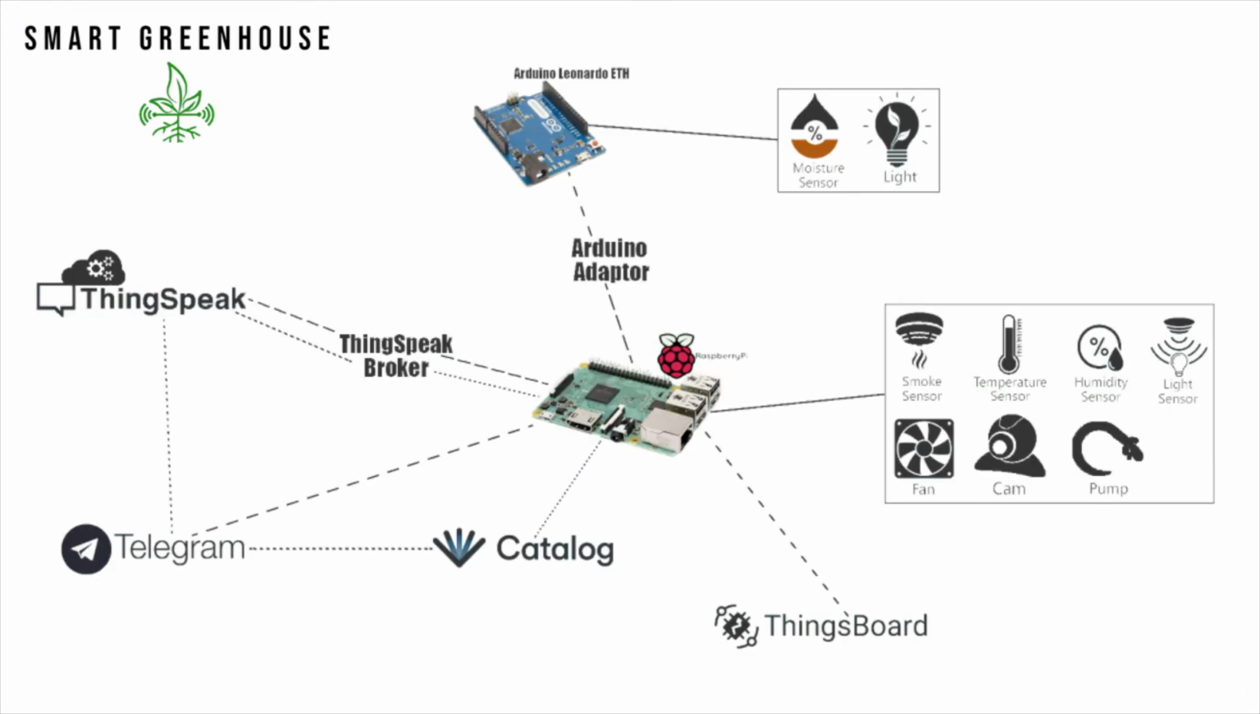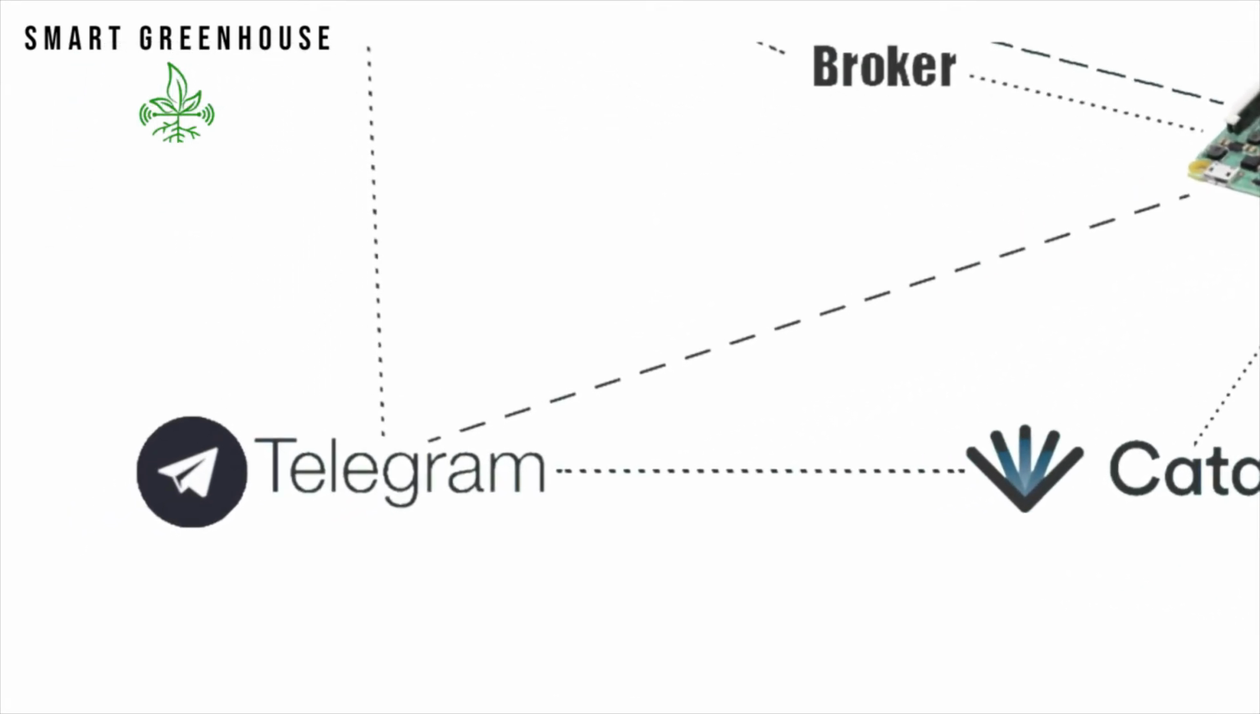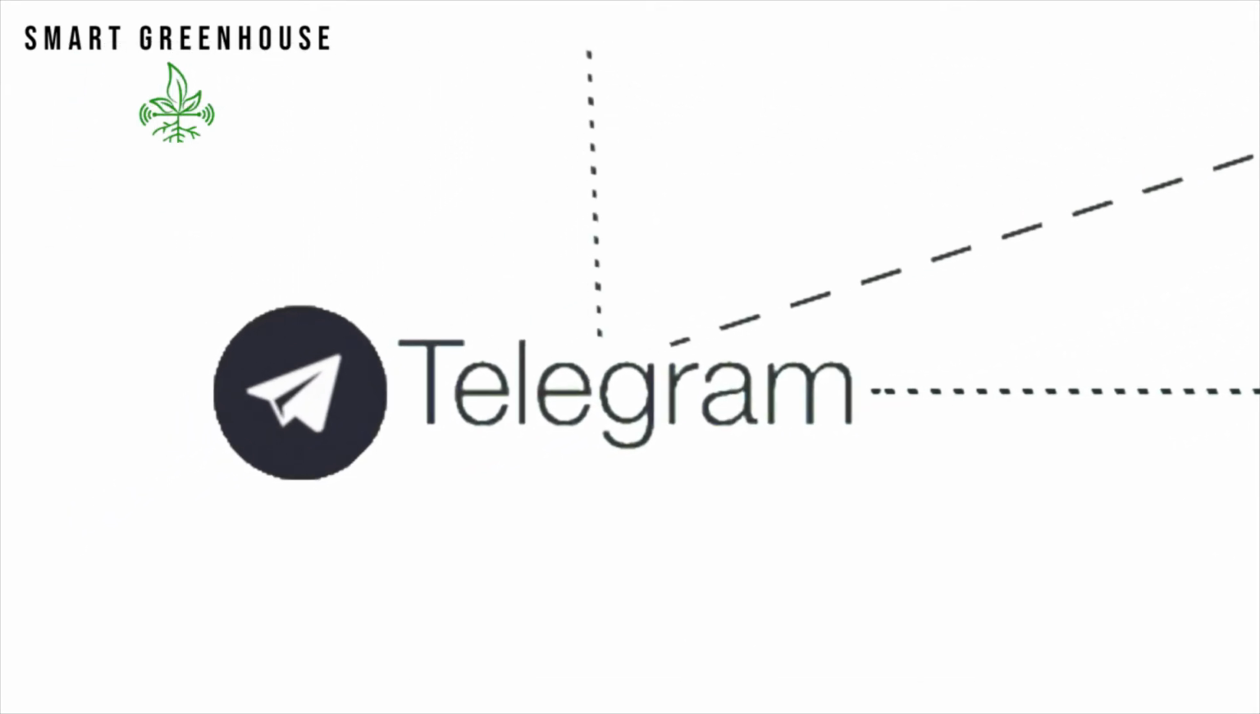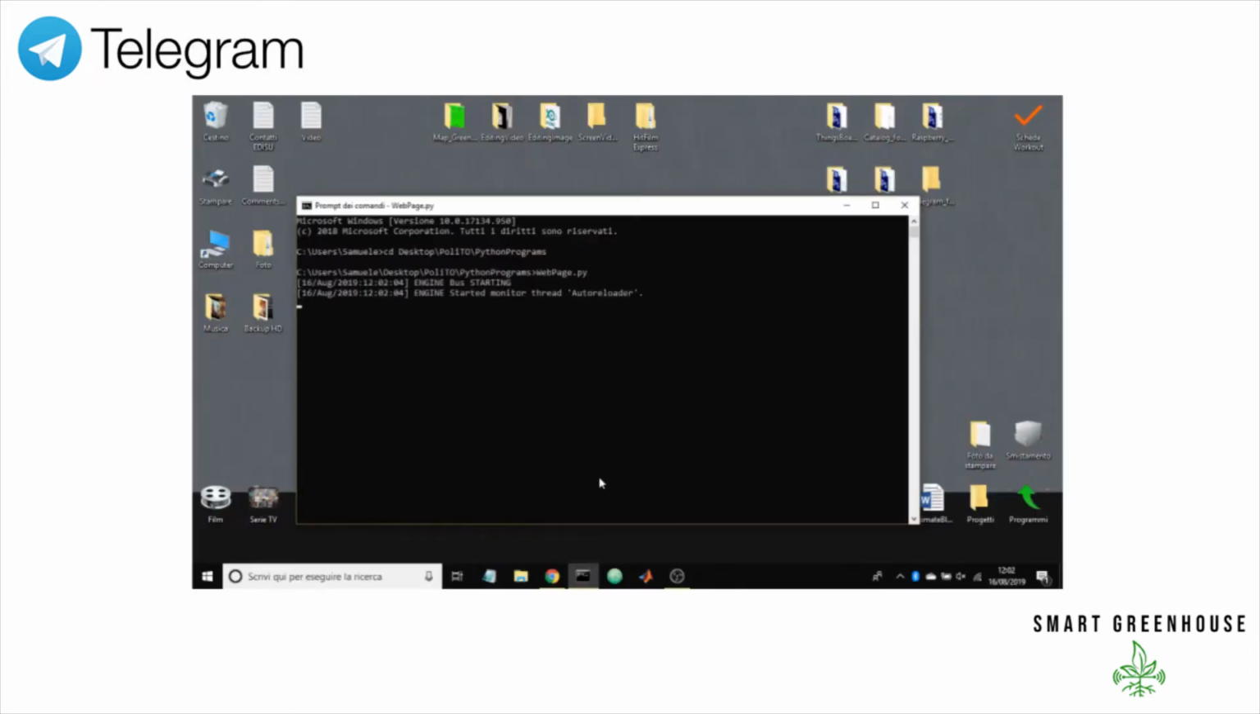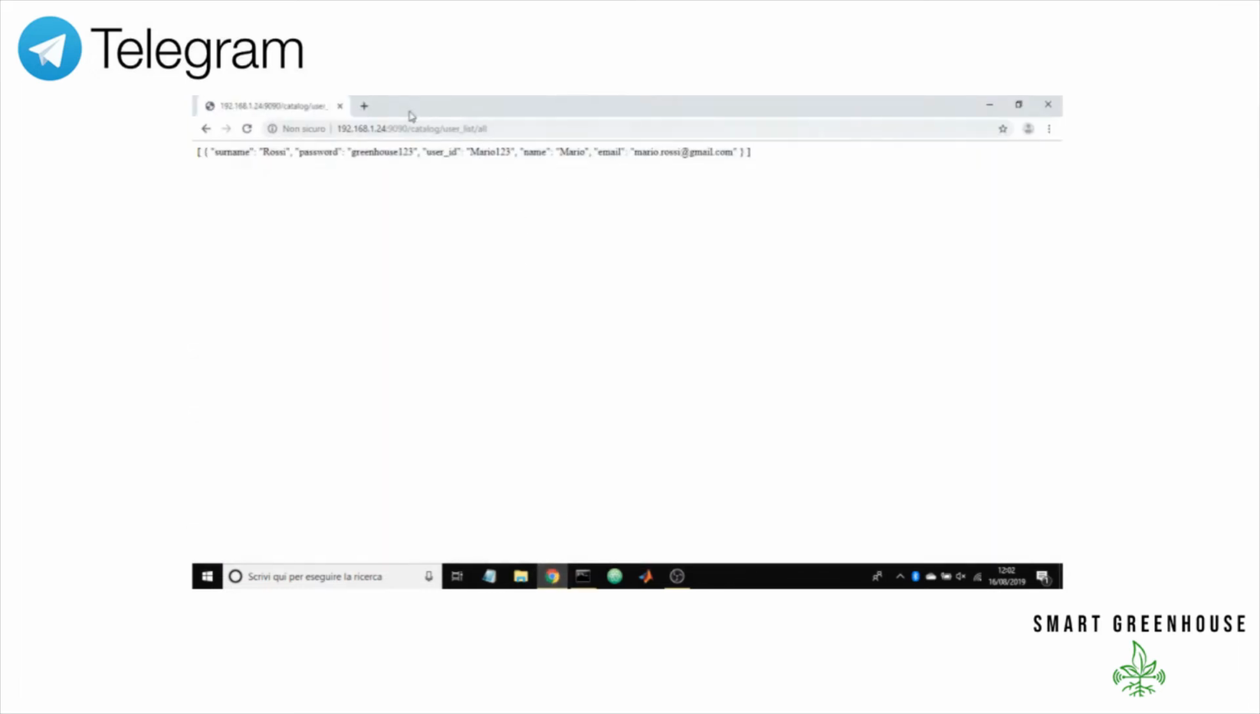Focusing on the user interface of the system, we've developed also a Telegram bot that allows to interact with quite all the devices connected to the system in a simple way. First of all, you have to sign in into the Smart Greenhouse and log in with your credentials in the Telegram bot application. We've developed a specific web service that exposes a web page to sign in, adding a user to the catalog file.